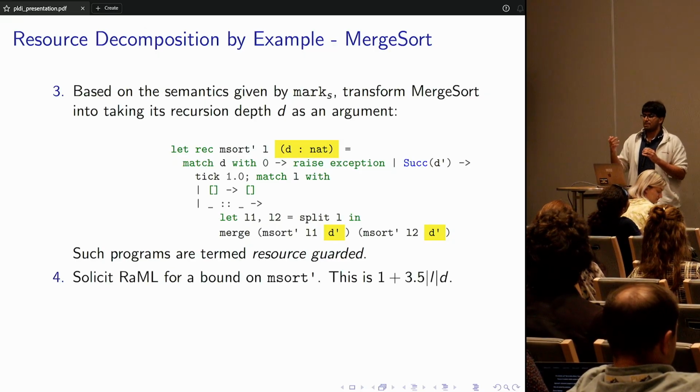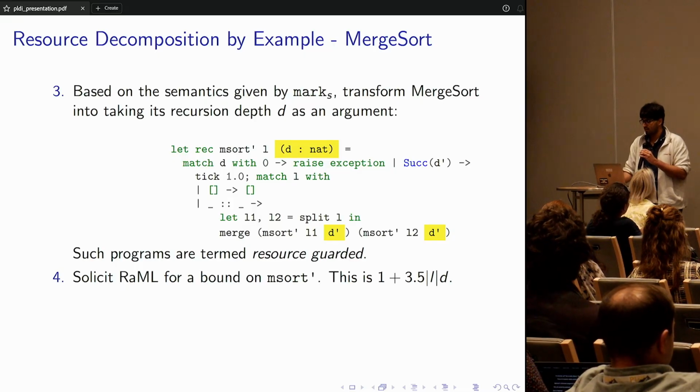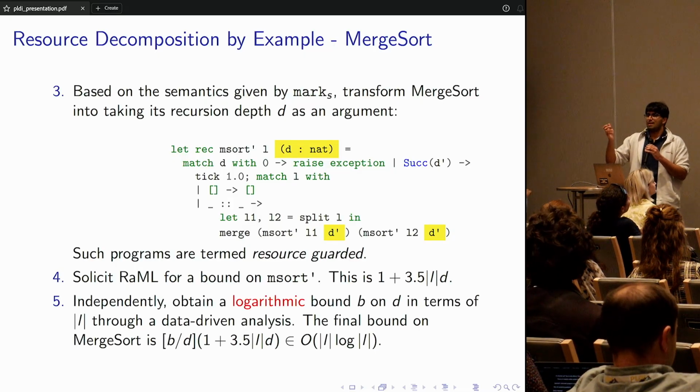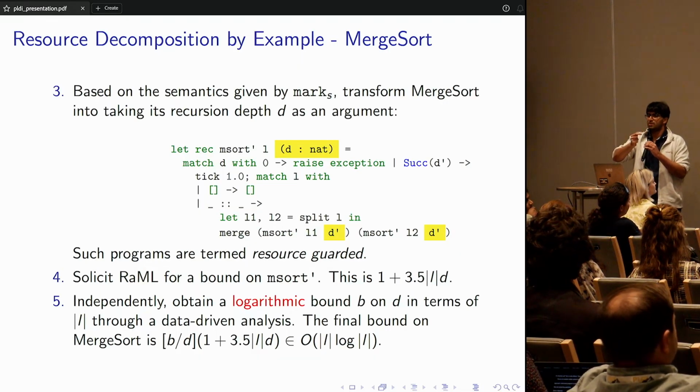Finally, we solicit RAML for a bound on the resource guarded program, which gives us a multivariate bound in terms of the list length as well as the recursion depth. Finally, we can use a data-driven analysis to derive a logarithmic bound on the recursion depth and then substitute it into the resource-guarded program's bound to derive our final O of n log n bound on mergesort.